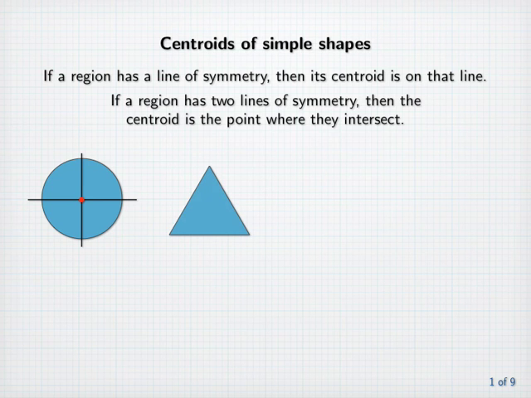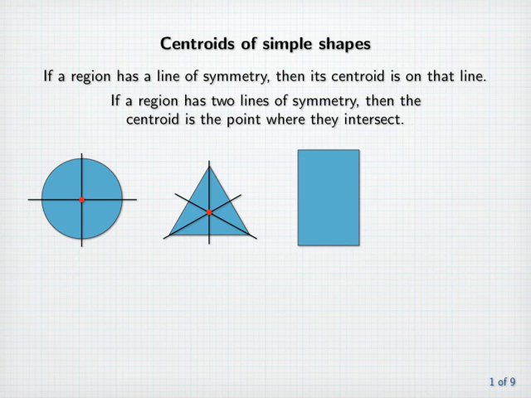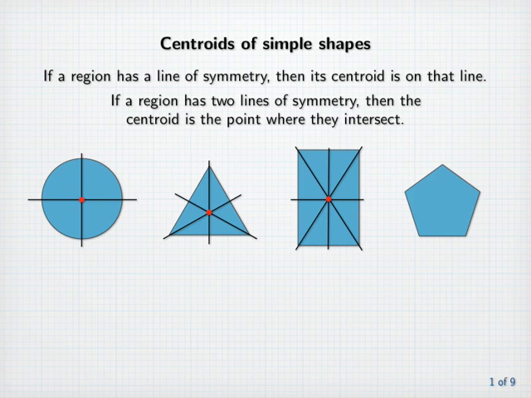Here's an equilateral triangle. A line through any vertex and the midpoint of its opposite side is a line of symmetry. So here there are three of them. The centroid of the triangle is the point where they intersect. For a rectangle, lines through opposite corners are lines of symmetry, as are lines through midpoints of opposite sides. For a regular pentagon, lines of symmetry are just as in the equilateral triangle. Each passes through a vertex and the midpoint of the opposite side. Other regular polygons have lines of symmetry similar to either the rectangle or the equilateral triangle, depending on whether there are an even or odd number of sides.